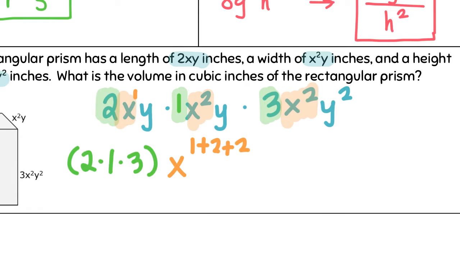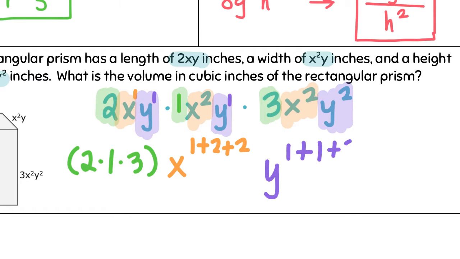Okay, and then our last variable is that y. So highlighting them all. The first two, so this one and this one, neither one of them has an exponent. But again, we know that means that there's an invisible 1 there. So for y, we'll have 1 plus 1 plus 2. So now let's just go through and simplify everything that we have.